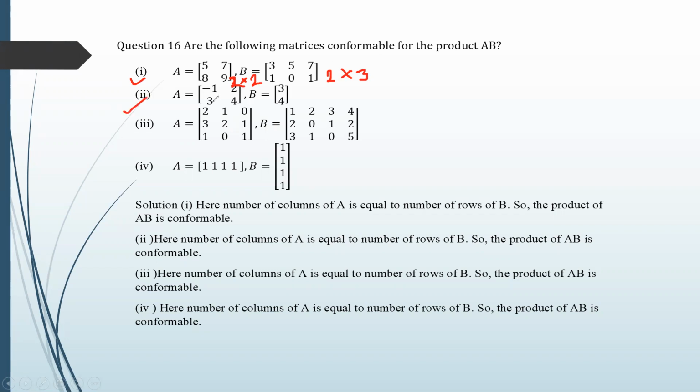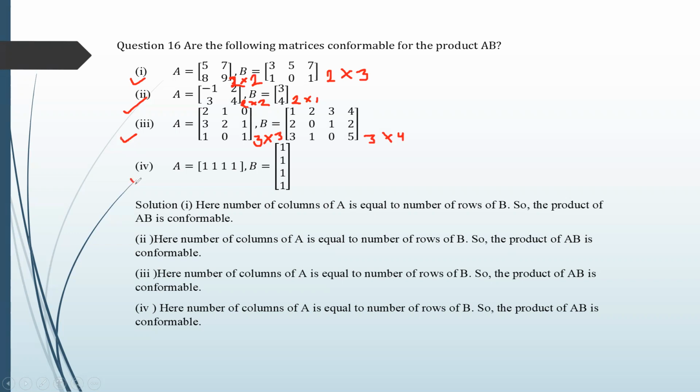Now we go for the second. Here the order is 2 by 2 and the order of B is 2 by 1. So the number of columns in the first matrix is equal to the number of rows in the second matrix. It means the product is conformable. Now we go for the third part. Here the order of this matrix is 3 by 3 and the order of this matrix is 3 by 4. It means the number of columns in A is equal to the number of rows in B. It means the product is conformable.